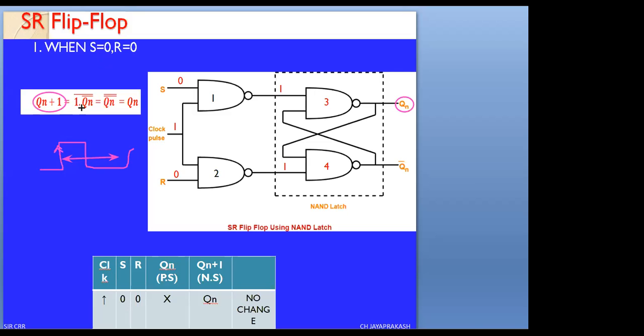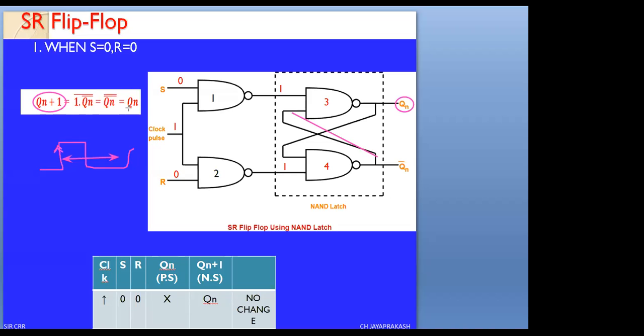As we know, for a 2-input NAND gate with inputs A and B, we can write the output as A into B whole bar. Similarly, here the first input is 1, and the second input is feedback from Qn bar. This Qn bar is given as input for NAND gate 3. We can write 1 into Qn bar whole bar. This will be equal to Qn.